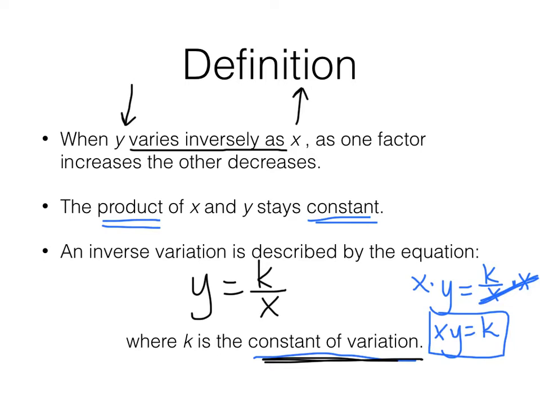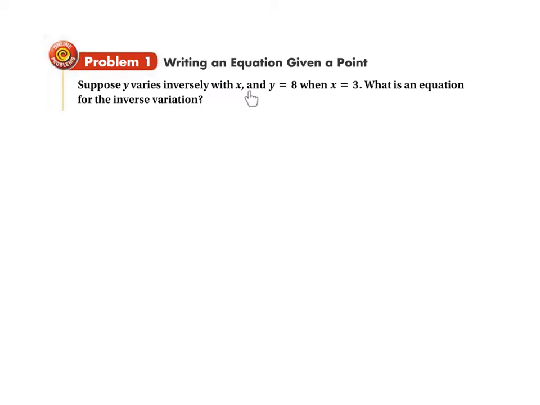Let's try one. Suppose y varies inversely with x and y equals 8 when x equals 3. What is the equation for the inverse variation? Well, start with your formula: y equals k over x, or xy equals k. If you're given x and y but not k, you're going to use this formula. But if you're given k and one or the other value, you're going to use the other version. In reality, guys, it doesn't matter which one you use, because the equation describes the relationship whether it's the first one or the second one. No matter what, these two equations will describe an inverse variation relationship. We're going to use the one on the right, though.